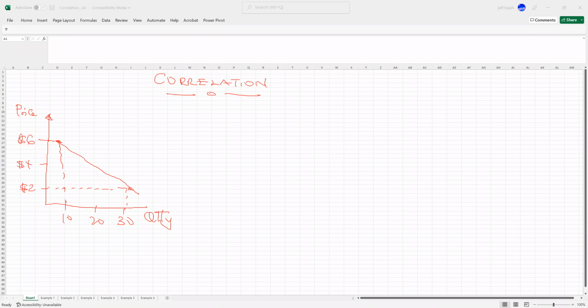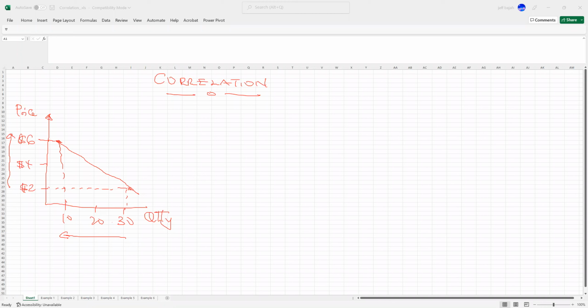And we know this. And this is an example of a relationship between what? Price and quantity. You can see as price increases, you're buying less items. That is an inverse relationship. It is a relationship, but it's an inverse relationship.